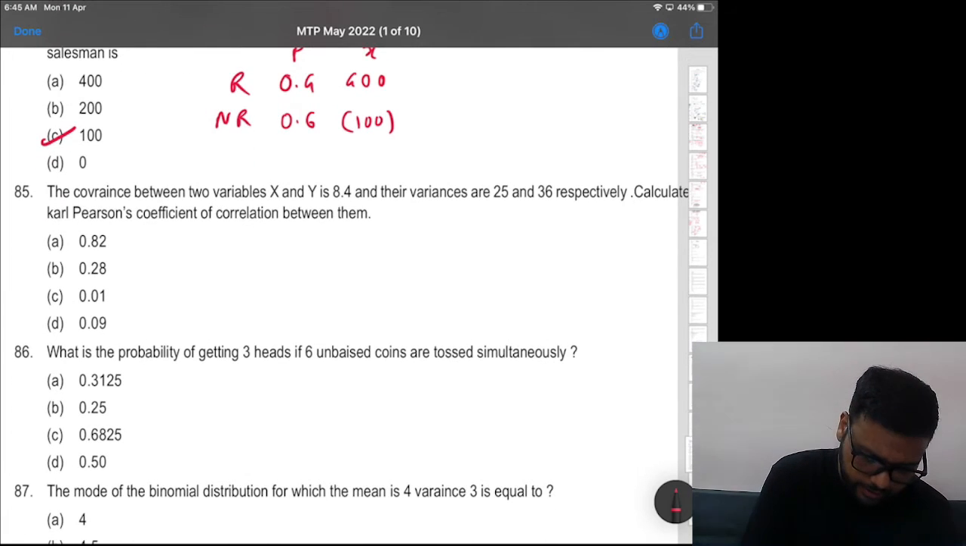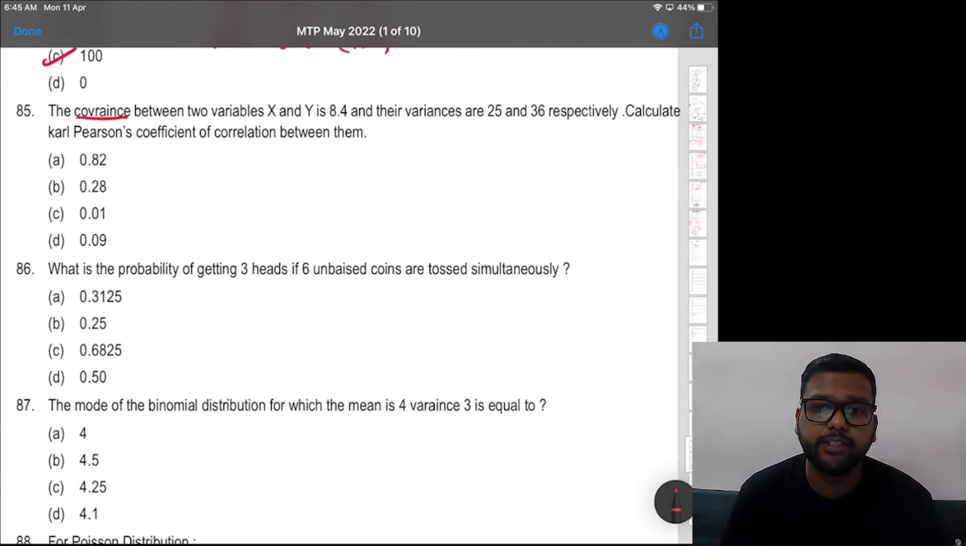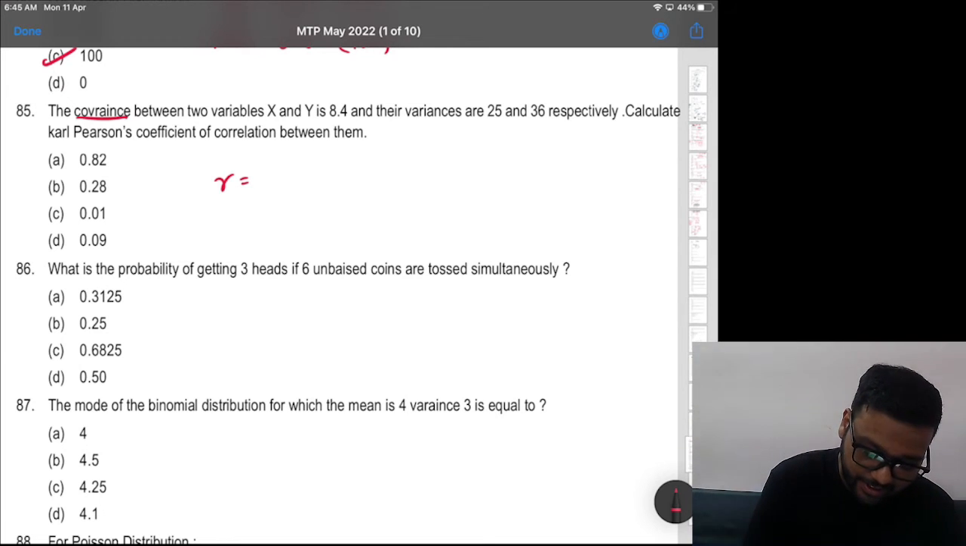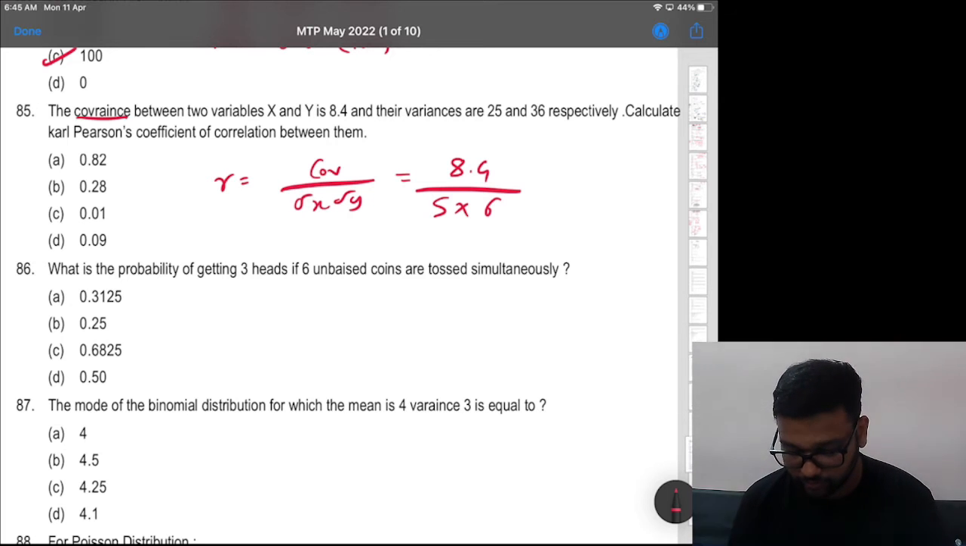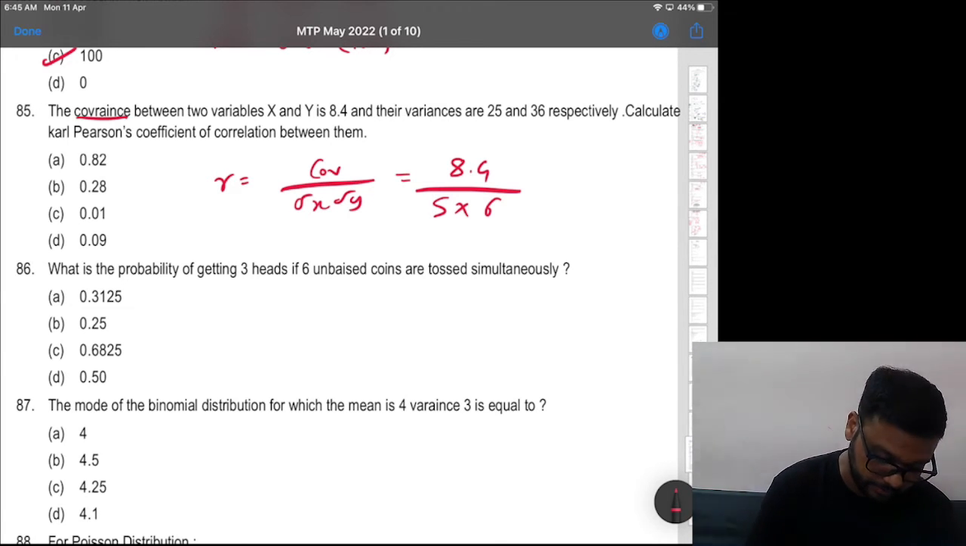Next, covariance. The covariance between two variables X and Y is 8.4 and their variances are 25 and 36 respectively. Calculate Karl Pearson's coefficient of correlation. Okay, that is very easy. Covariance upon sigma X, sigma Y. So that is 8.4 upon sigma X will be 5, sigma Y will be 6. So 8.4 by 5 into 6 is 30. 0.28 is the correct answer, option B.